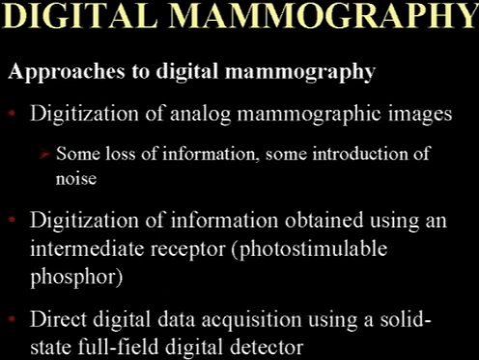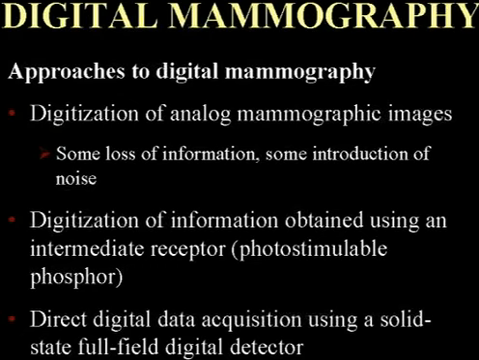So when we talk about digital mammography, exactly what are we talking about? There are different approaches. The first is digitization of analog images. Now, certainly this is not what most people mean when they talk about digital imaging. There is going to be some loss of information, some introduction of noise, and again, you'll be stuck with what the parameters were of that analog image before you started. So this is not the ideal. Now, you could do some digitization of information using an intermediate or a hybrid receptor. That is the Fuji system that is under development, and we'll talk specifically about that.